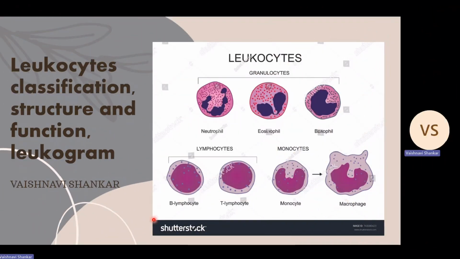My name is Vaishnavi. In this video, I'll be talking about leukocytes, classification, structure, and function, and leukogram. Leukocytes are key players in the defense against invading microorganisms and in the repair of injured tissues. Leukogram shows the differential leukocytes count.